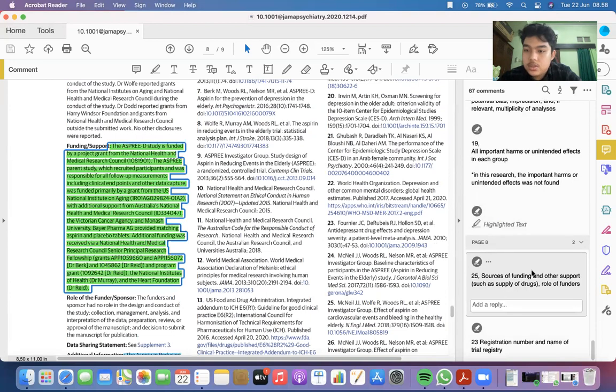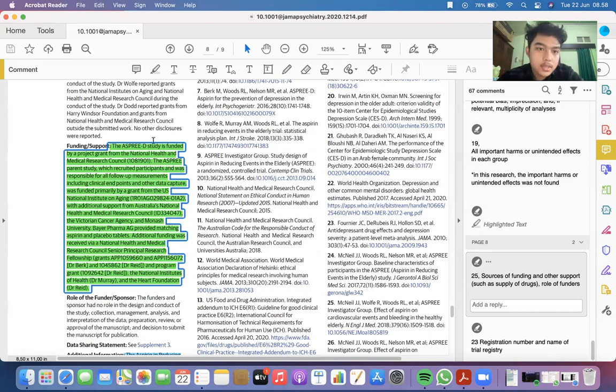Point 25, sources of funding and other support, such as supply of drugs, role of funders. The funding or support: the ASPREE-D study is funded by a project grant from the National Health and Medical Research Council.